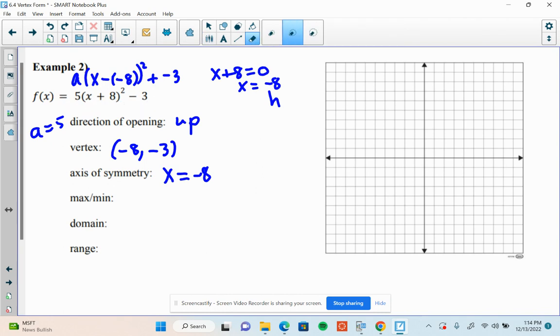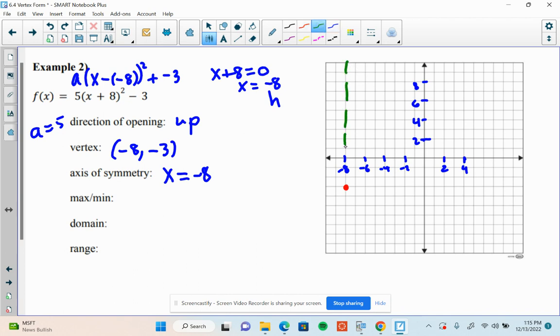So we have our vertex. We're going to go ahead and put that on our graph. So I'm going to go 2, 4, 6. Negative 8 is way down here. You could use a different scale if you wanted to. I think I'll just count by ones on both the x and the y-axis. Okay, so we've got negative 8, negative 3. There's 3. Negative 8, negative 3 is right there. I'm going to draw the axis of symmetry in.